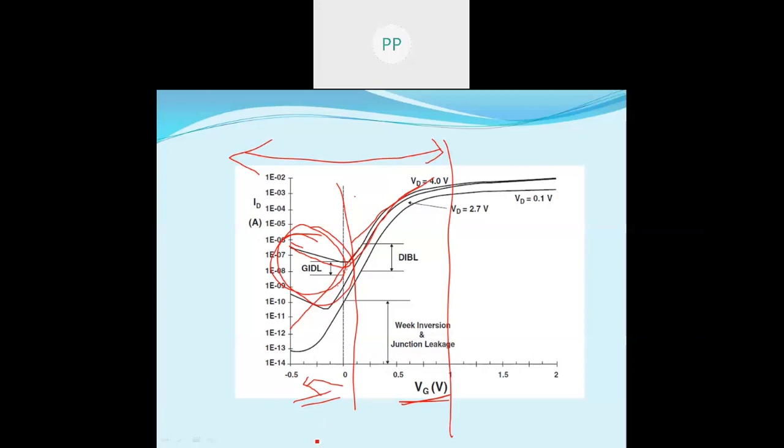So while designing a device for use in a circuit, these different design parameters should be optimized in such a way that the impact of these different leakage currents will be smaller. This way the leakage current can be minimized to a lower level, and the power dissipation can be managed properly.